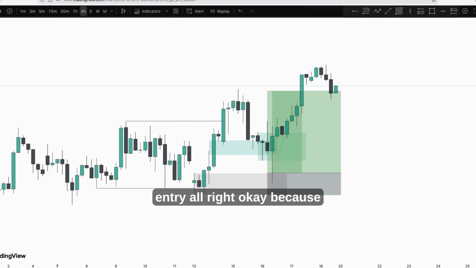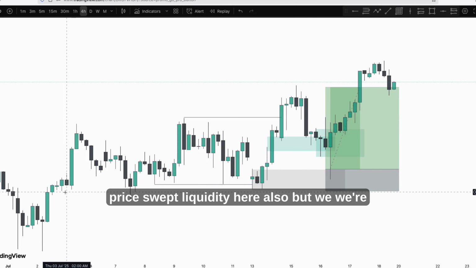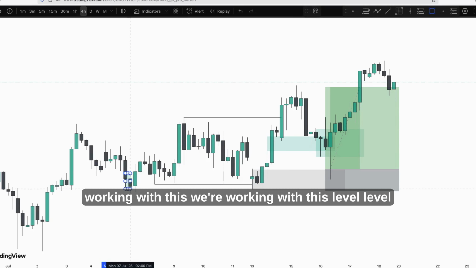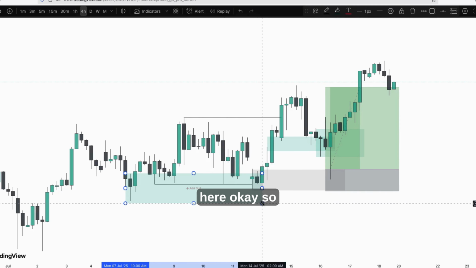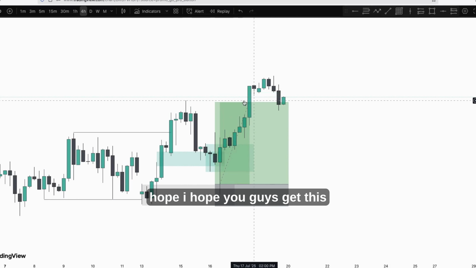Because we've already swept liquidity here, and price swept liquidity here also. But we're working with this level here. Okay, so I hope you guys get this.